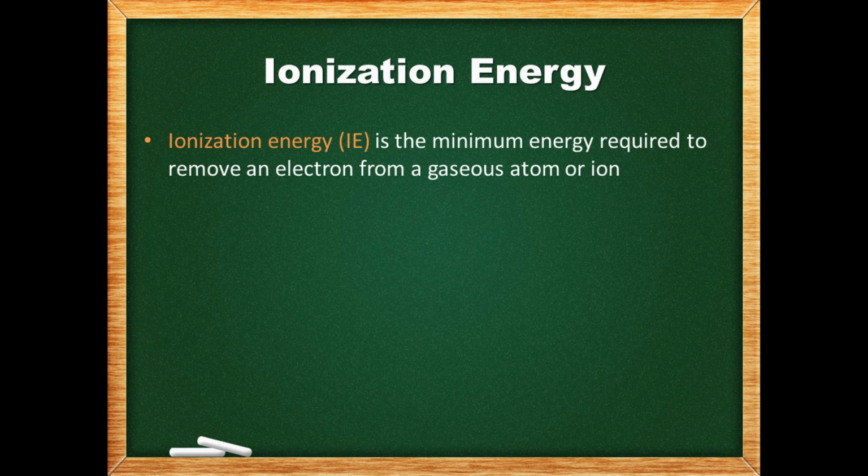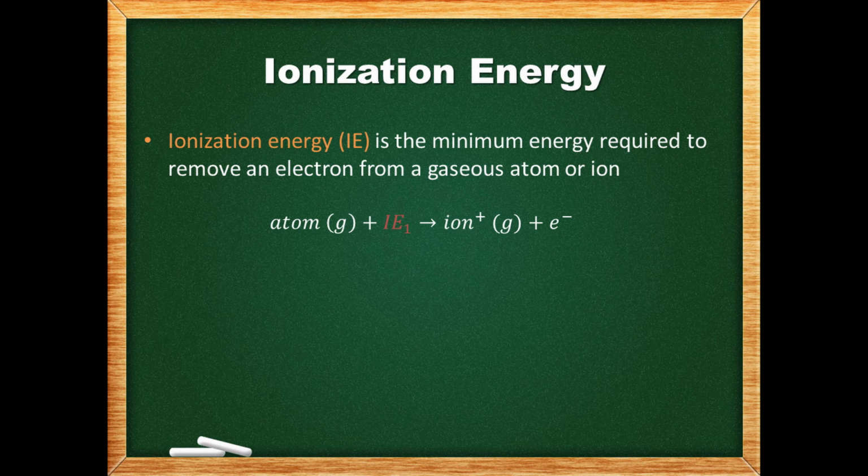The next trends we'll look at are the trends in ionization energy. Ionization energy, often shortened to IE, is defined as the minimum energy required to remove an electron from a gaseous atom or ion. The term is often used to mean the first ionization energy, whereby a neutral atom becomes a 1+ cation according to the following equation.